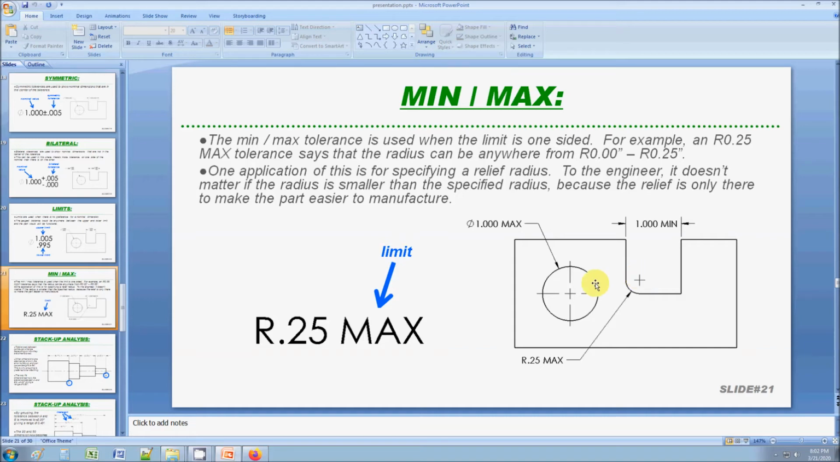So the reason I spec up to this value is because if it's higher than that, it may cause interference problems with the other pieces that have to go in there. So you really have to figure out what is the maximum value. But that's really the only time I've ever had to use this max tolerance. I'm sure there are other applications for this, but this is the only time I personally use it.